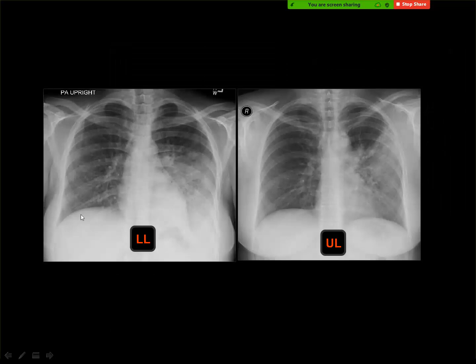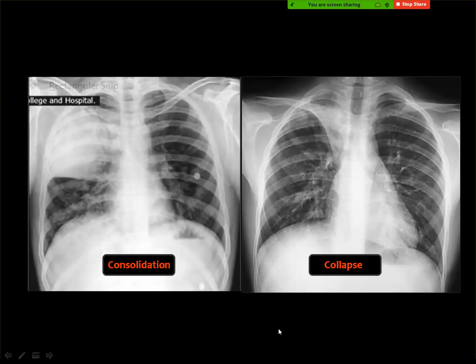And this is the difference between upper lobe and lower lobe consolidation. In the lower lobe consolidation, you see clearly the left cardiac border, meaning that the opacity is located posteriorly. Where here you do not see the cardiac silhouette, meaning that the opacity is located anteriorly. Then this is what we mean by collapse.